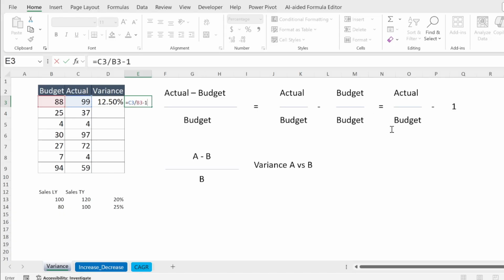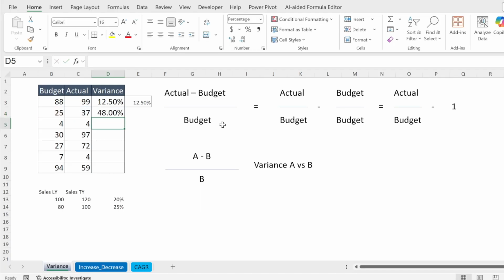Here I'm not using parentheses. Why? Well, the division has preference over the subtraction. So first it will calculate C3 divided by B3, and then it will do minus 1. Press enter, 12.5%. So now you can use any of the two formulas. I'm going to use the fancy one. So I'm just going to do 37 divided by 25 minus 1. Here you don't have this over budget or over actual problem. You can just apply this formula, super simple, and you can just drag it down like this. You can see, for example, from 7 to 4, minus 42%.